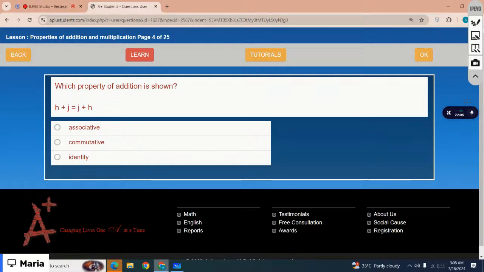Which property of addition is shown? H plus J equals J plus H, so which is the correct option? Yes, that is commutative property.